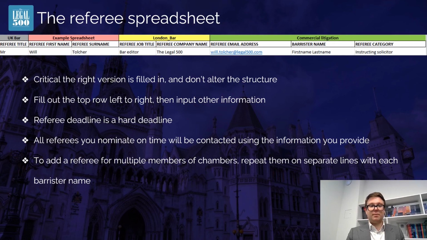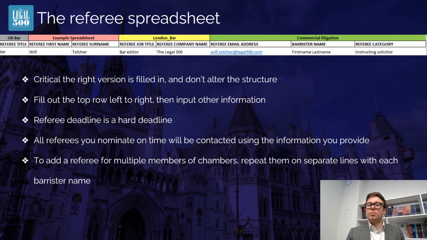are contacted with. We use a system of deduplication to ensure that each referee receives one email, no matter how many barristers nominated them. If an individual is a referee for multiple members of Chambers, please put them on separate lines. Therefore, the deadline is a hard deadline, for which we have no flexibility to extend, except in the most exceptional circumstances, and only then by a small amount of time.